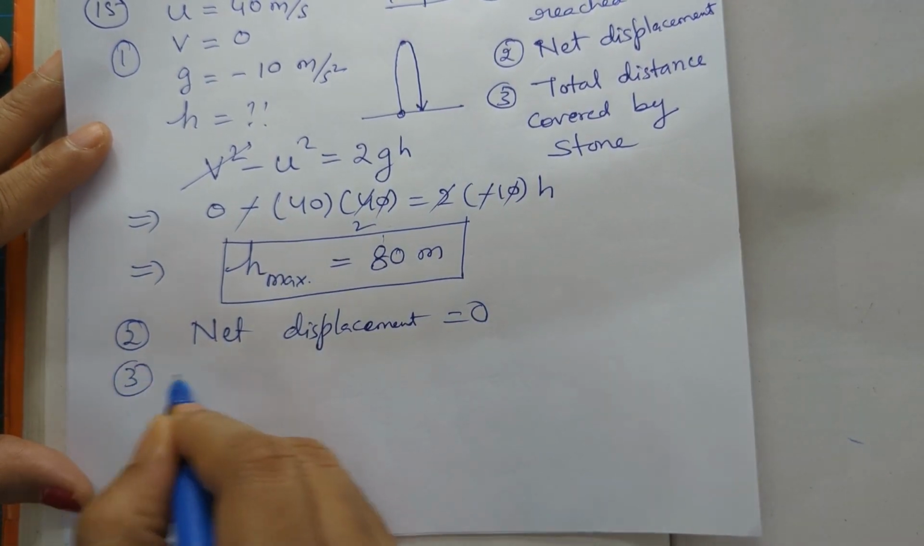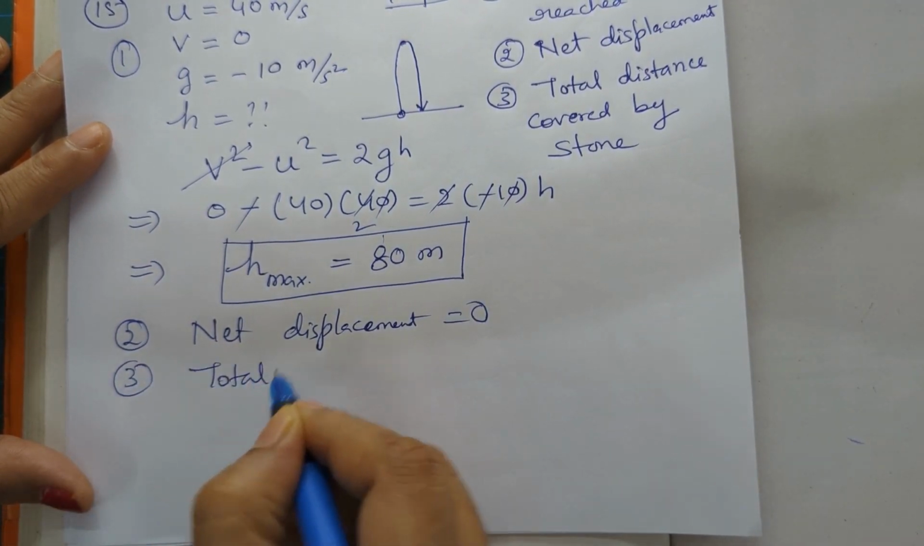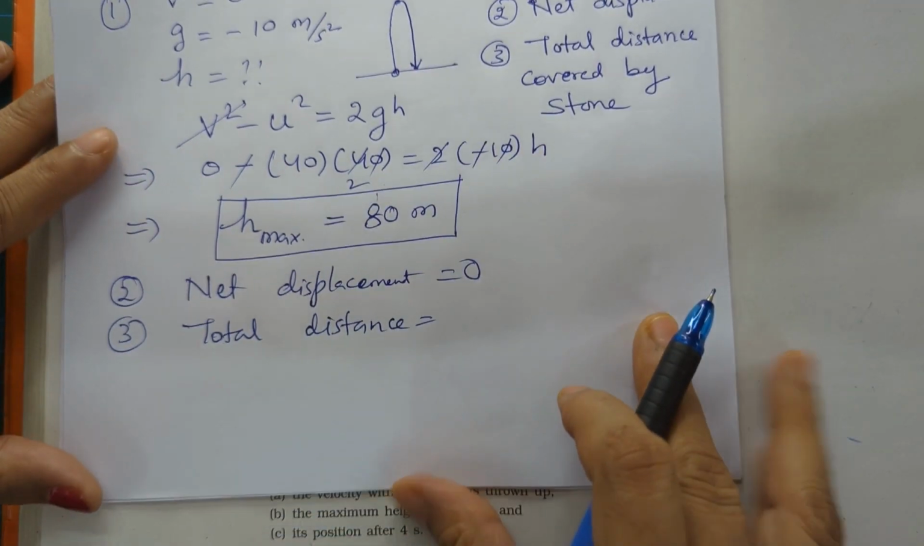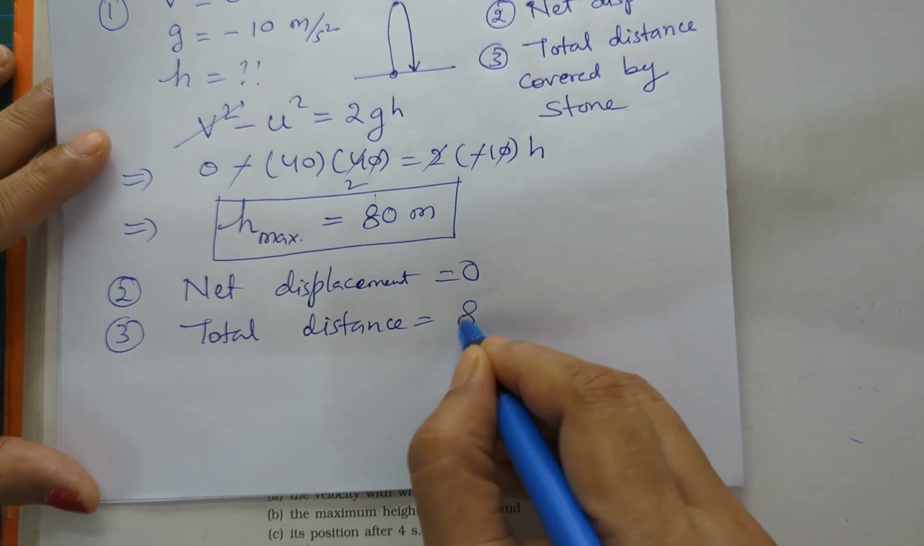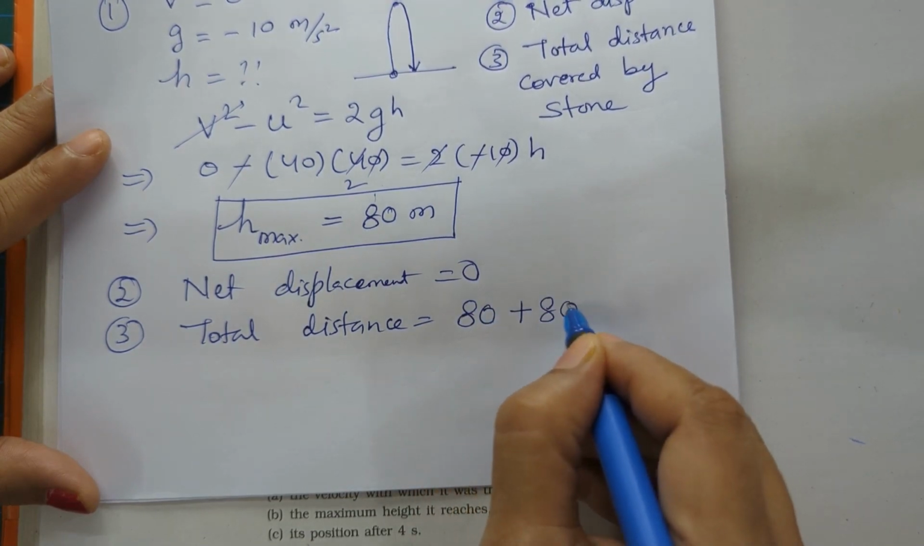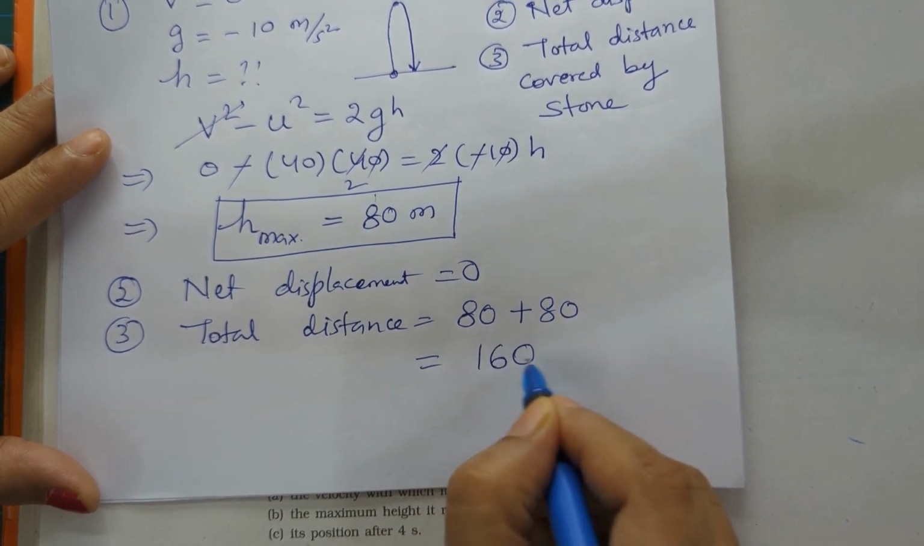The third question, what is the total distance traveled by the body? Total distance covered by the body is from ground to maximum height 80 meters, and then from maximum height to the ground level is another 80 meters, and that is 160 meters.